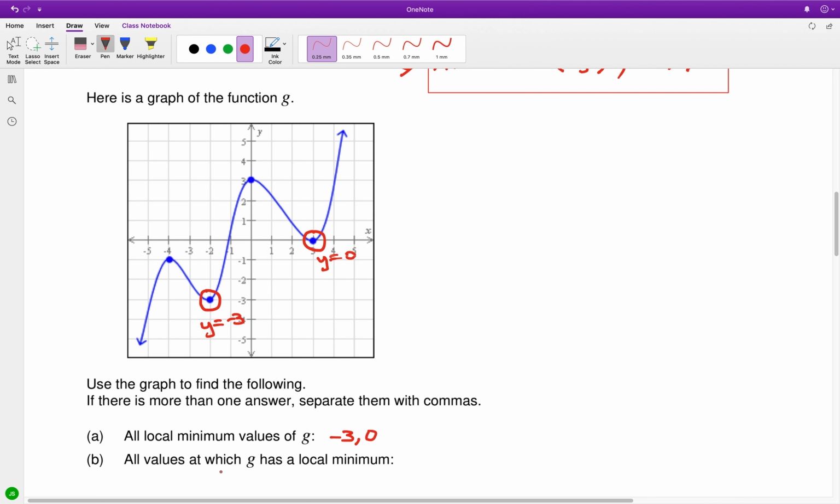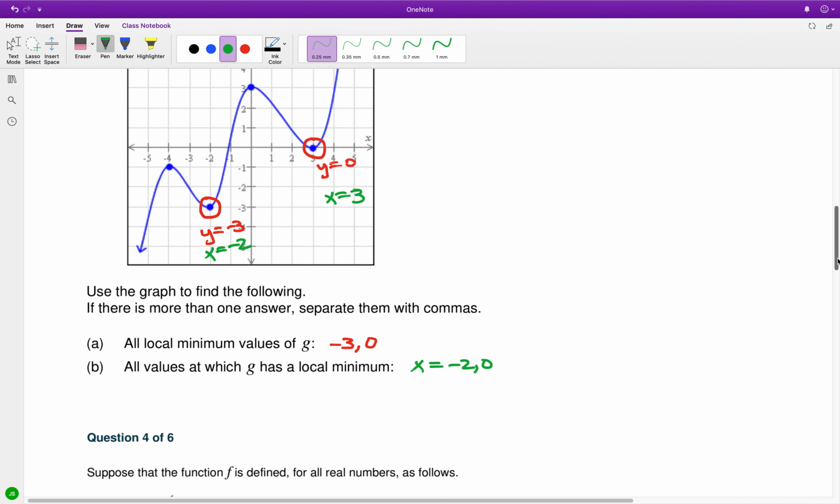And for all values of x at which g has a local minimum, that's in reference to the x values that correspond. So whenever y is at -3, the x value is at -2. And when y is equal to 0, where we have this particular dip, x is equal to 3. So you have all values at which g has a local minimum: x equal to -2 as well as 3.